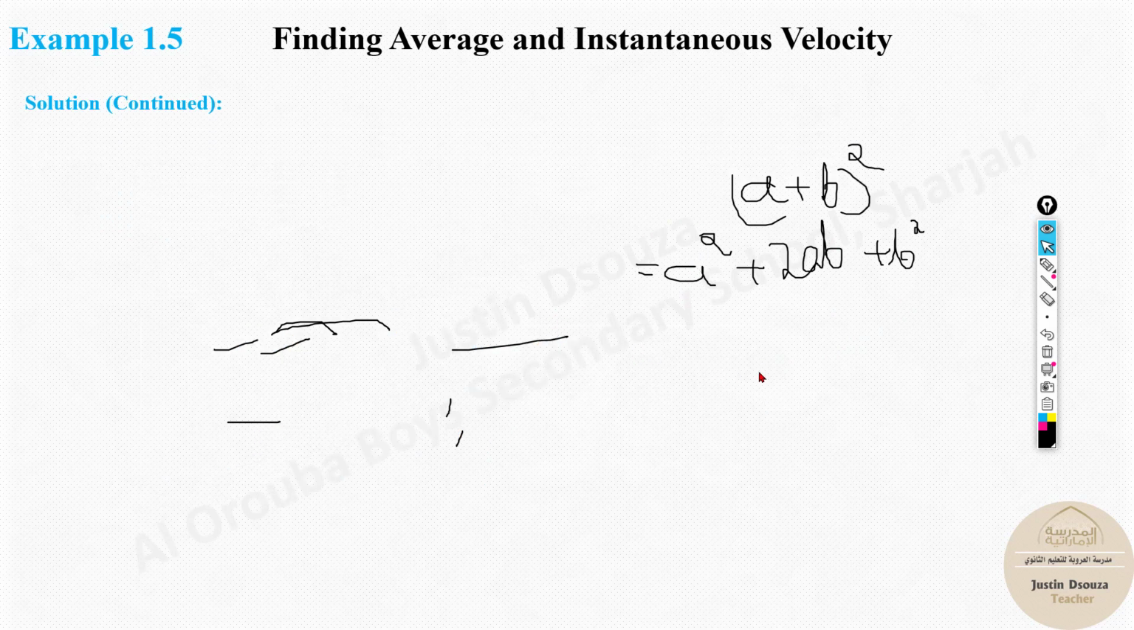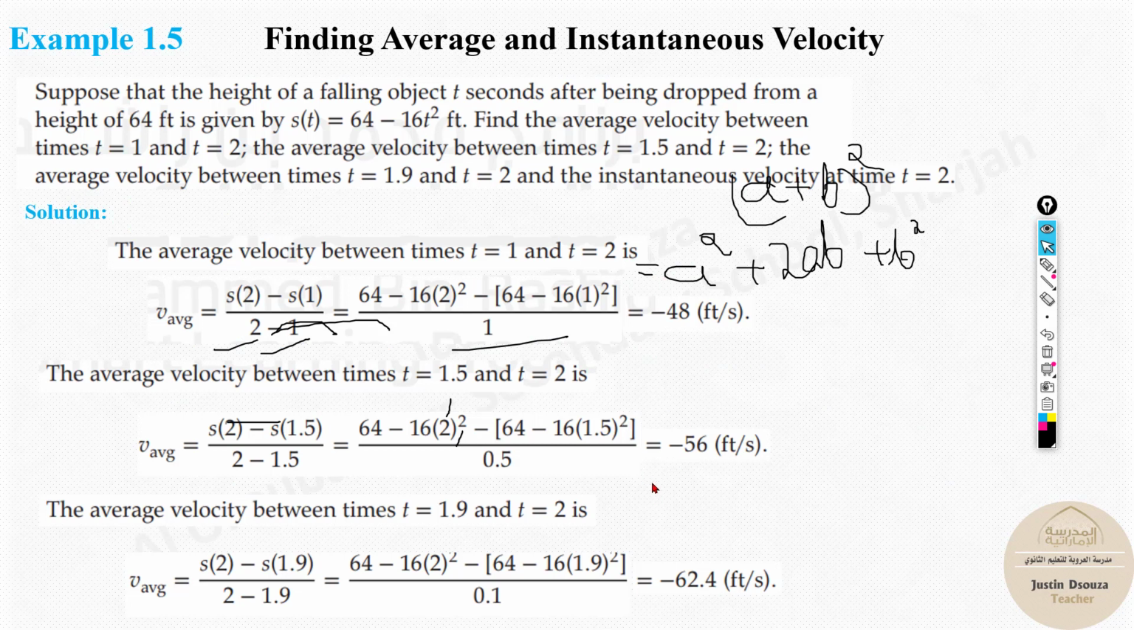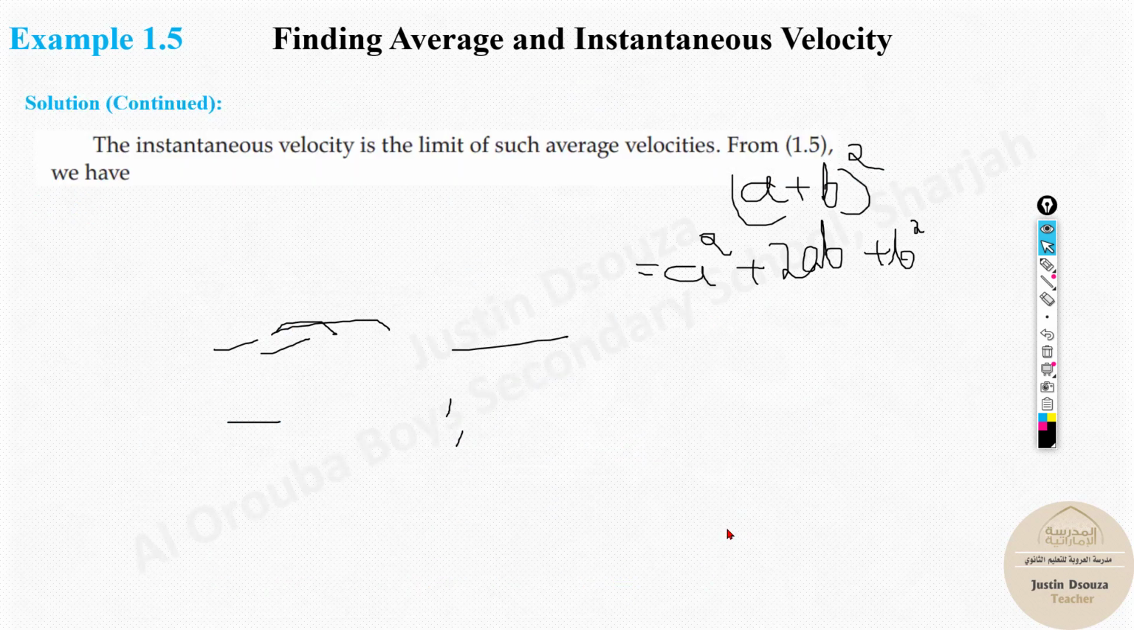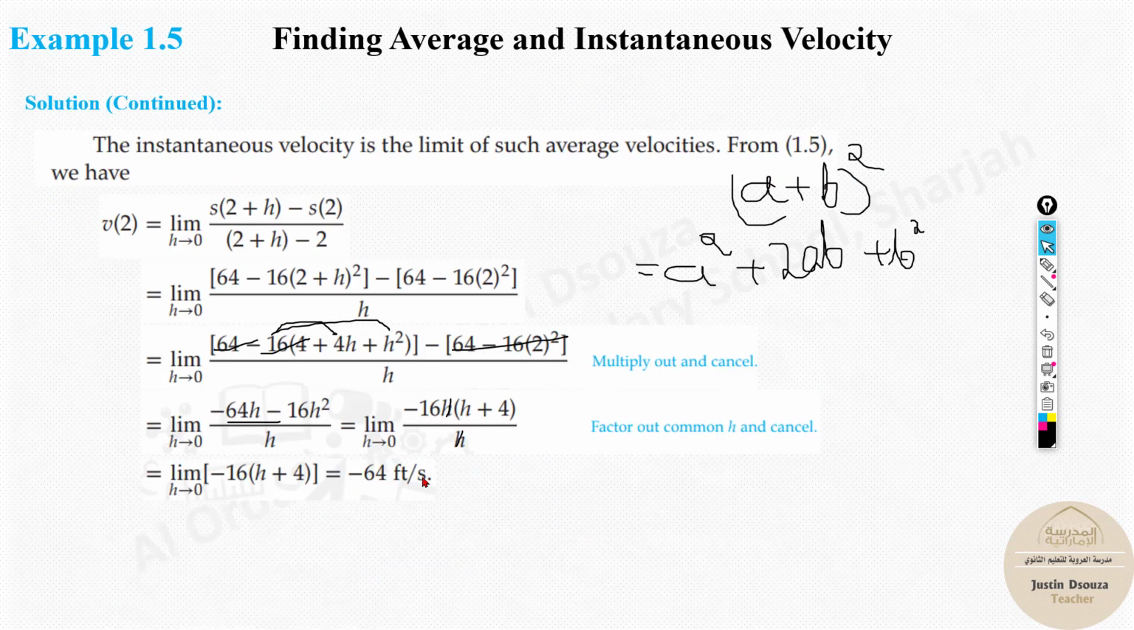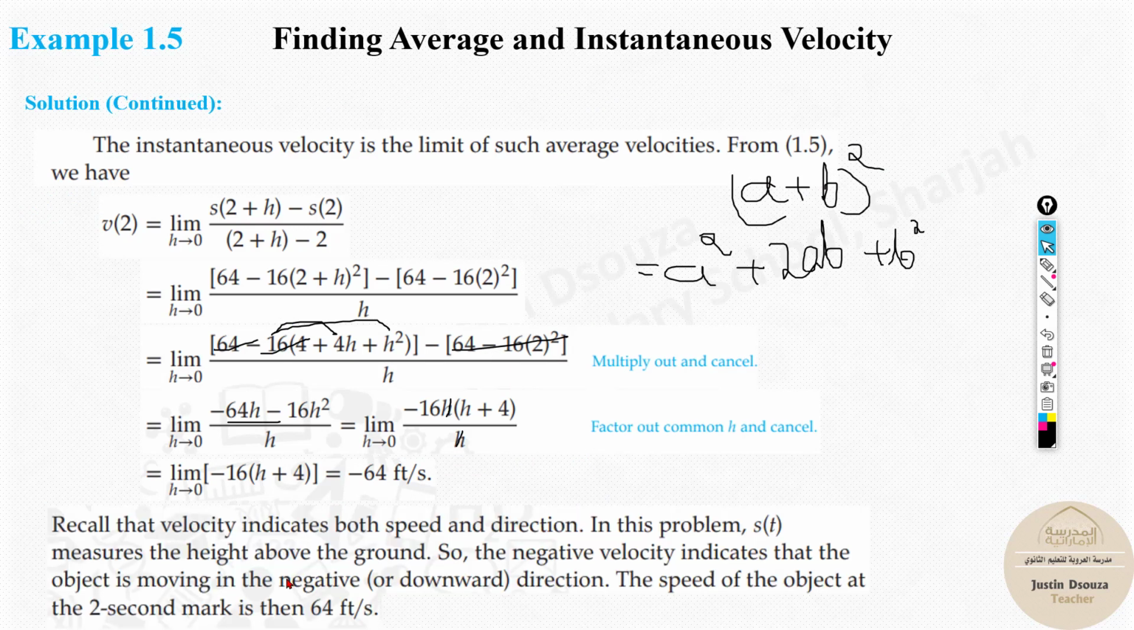Whereas we can see over here in the previous case, we were closing in on that value. As we go closer, from negative 48, it came negative 56, negative 62.4, but the accurate value is negative 64 feet per second. So this is the thing.